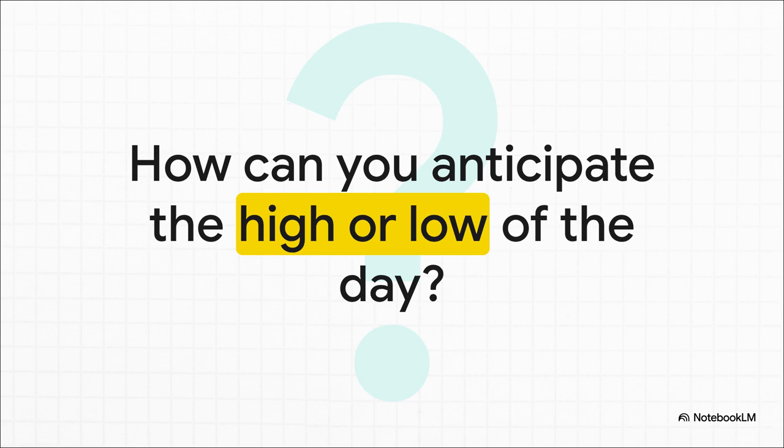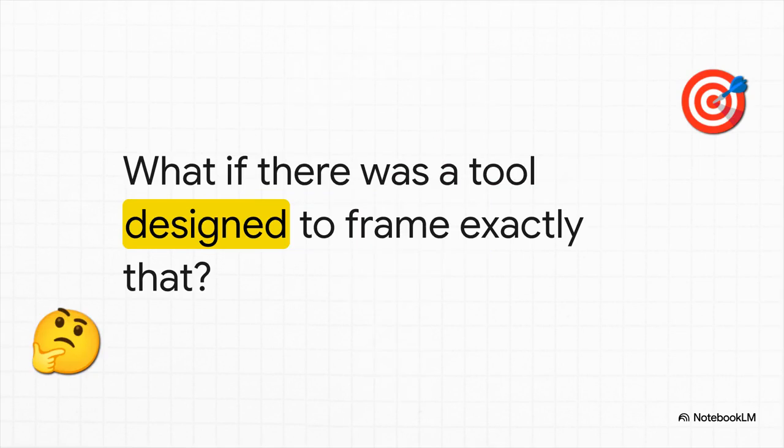You've done your homework, you have a directional bias. You think the market's going to go up or it's going to go down. But where? Where specifically is that major turning point likely to happen? How can you possibly anticipate the daily high or the daily low before it actually forms? I mean, it really sounds like the million-dollar question, doesn't it?